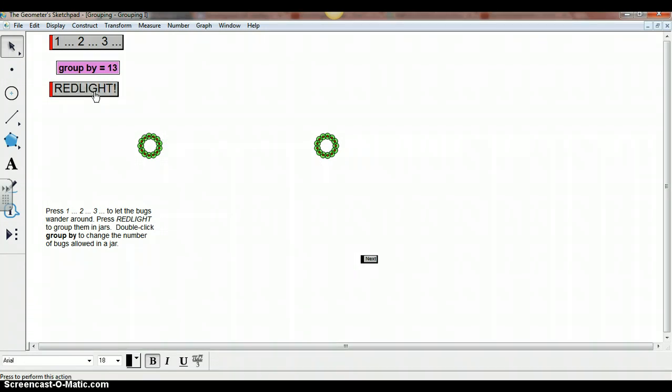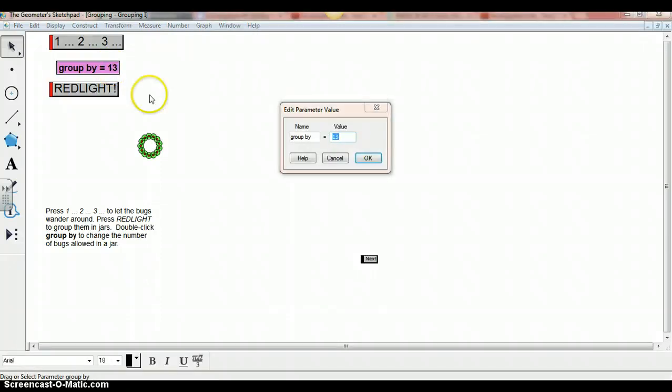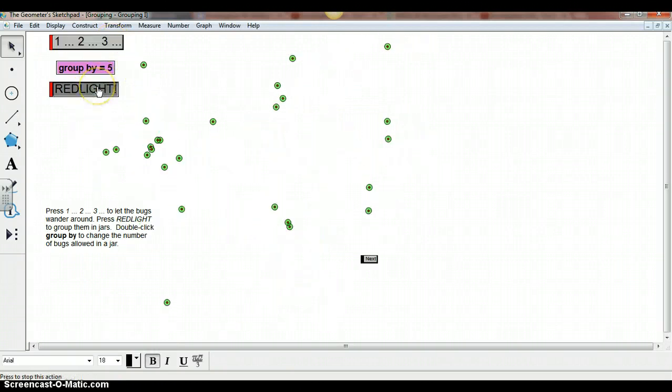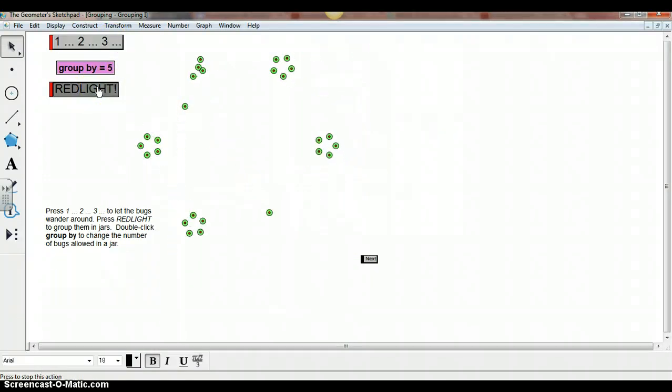But I think it's important for students to use trial and error for those who might not know that 2 times 13 is 26. So what we'd have to do is we'd have to say, okay, well, what does student X think? Student X wants to group it into groups of 5. Let them run around, and we'll red light it. And we'll find that there's that one outlier right here. So we say 5, 10, 15, 20, 25. Oh, we only have one more. So 25 plus 1 is 26. But that's not an equal group.